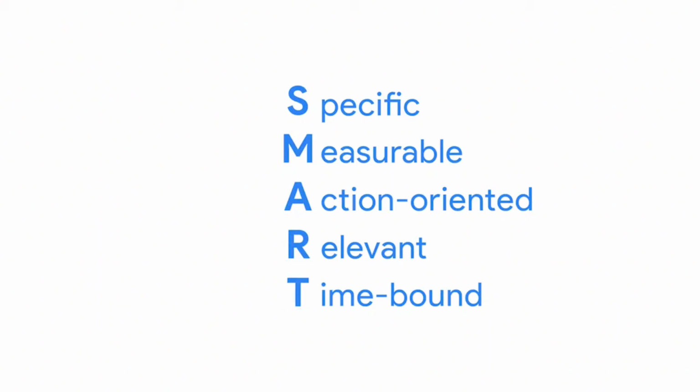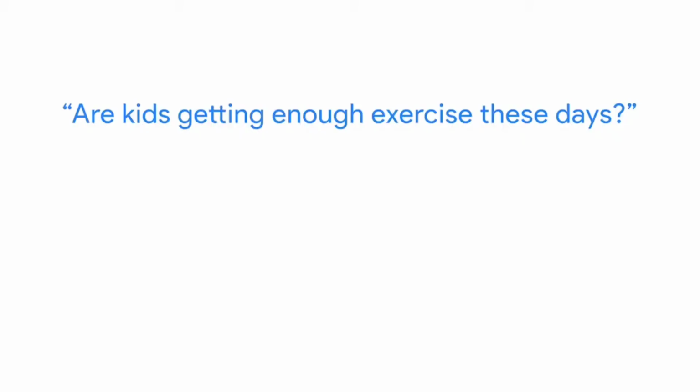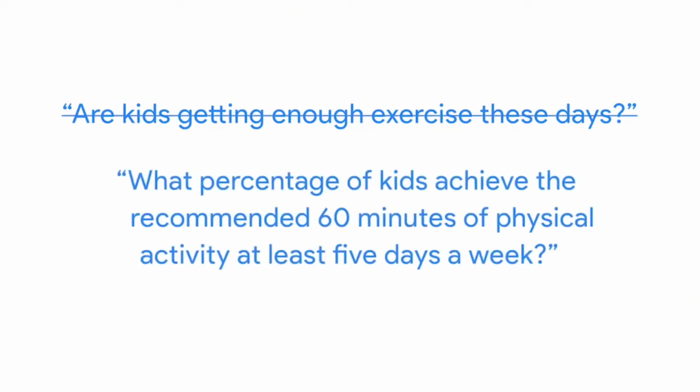Let's break that down. Specific questions are simple, significant, and focused on a single topic or a few closely related ideas. This helps us collect information that's relevant to what we're investigating. If a question is too general, try to narrow it down by focusing on just one element. For example, instead of asking a closed-ended question like, "Are kids getting enough physical activities these days?" Ask, "What percentage of kids achieve the recommended 60 minutes of physical activity at least 5 days a week?" That question is much more specific and can give you more useful information.